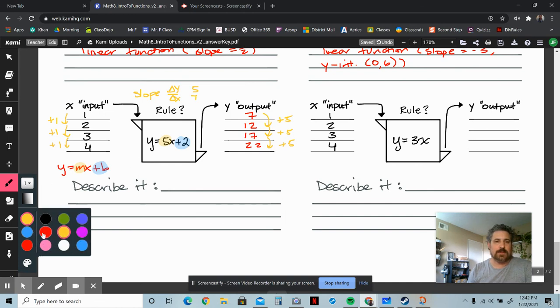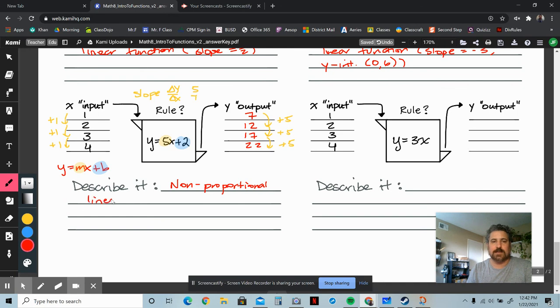We can describe this one as non-proportional because it doesn't go through the origin and the ratio of y over x is not always the same. But still linear. Why? Because it has a constant rate. The slope is constant at 5. Every time x is increased by 1, y is increased by 5.